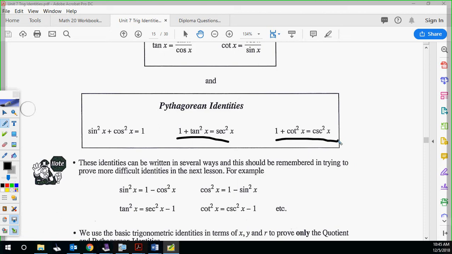Do you see it's pretty similar? Because it's a tangent with a secant and a cotangent with a cosecant. So you see the little relationship there. This one's simply, look, this one's simply y squared plus x squared is 1 squared, right? Which is the x squared plus y squared equals r squared. So that's where that one kind of comes from. So there's Pythagorean identities. But anyway.